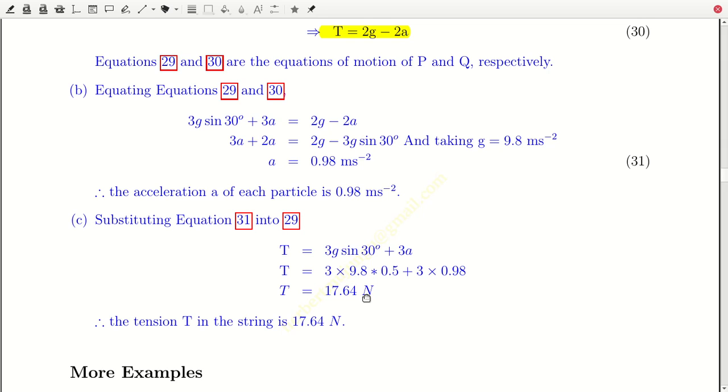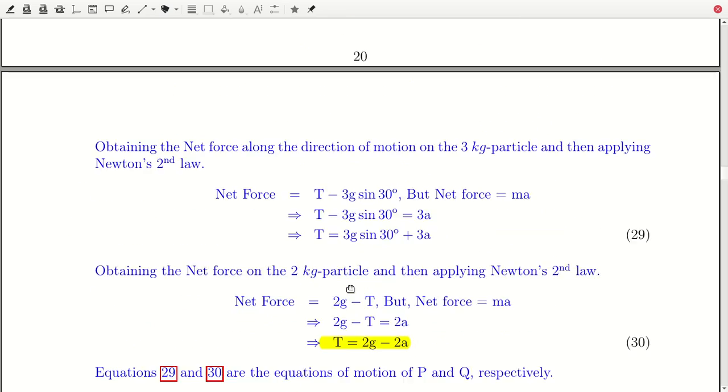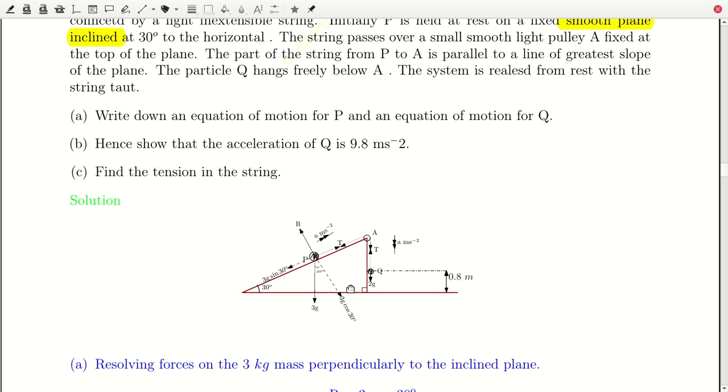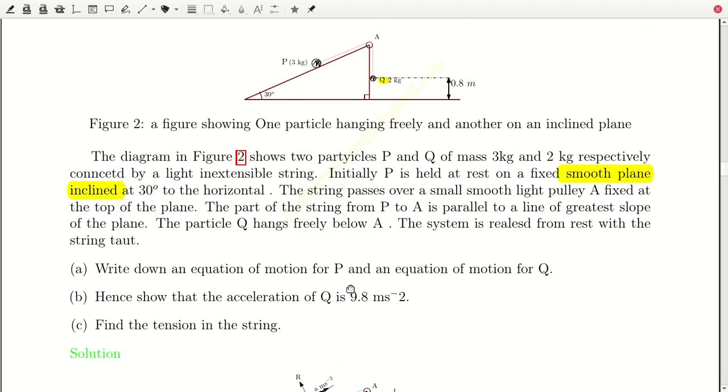So that is for the case where one particle was placed on an inclined plane and another particle was hanging freely, and in our case the inclined plane was smooth, so we ignored the frictional force.